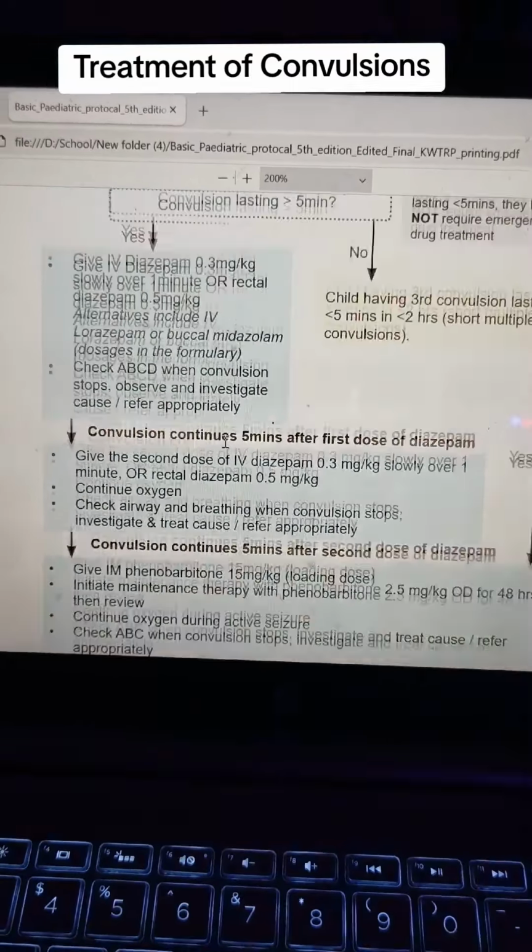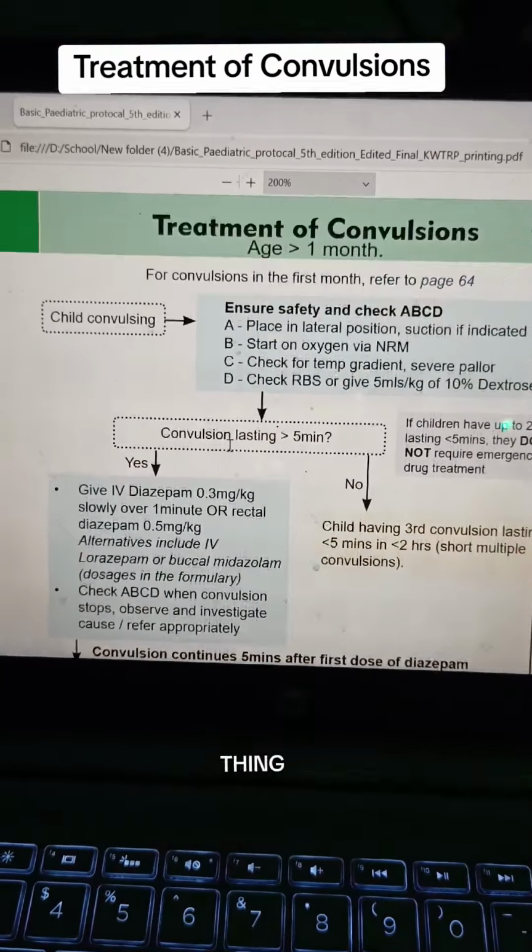And that's all about convulsions. I don't know if you've encountered such a thing. Probably you can share with us.